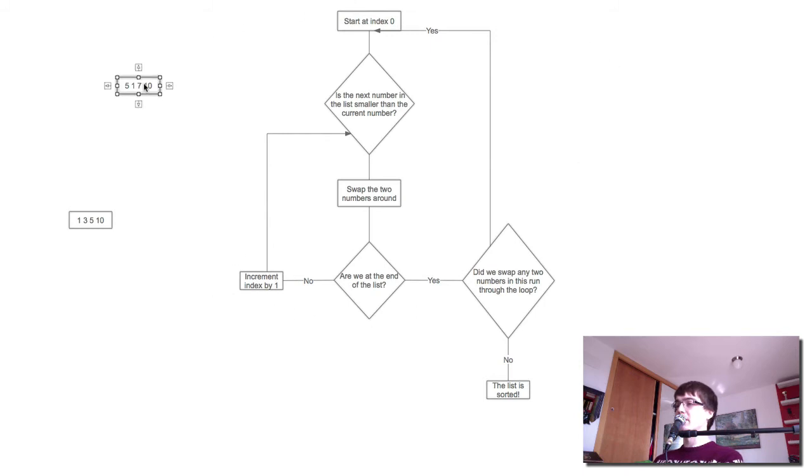So this is what our algorithm would look like. We start at the beginning, we check if the next number is smaller than the current number, and we swap them around if they are. If we are at the end of the list, then we check if we swapped any two numbers in this run through the loop. If we have, we start again. And if we haven't, this means the list is already sorted because we didn't have to swap any two numbers. And so we finish. If we're not at the end of the list at any given point, we simply increase the index by 1 and try again. And we do that until we get to the end of the list.